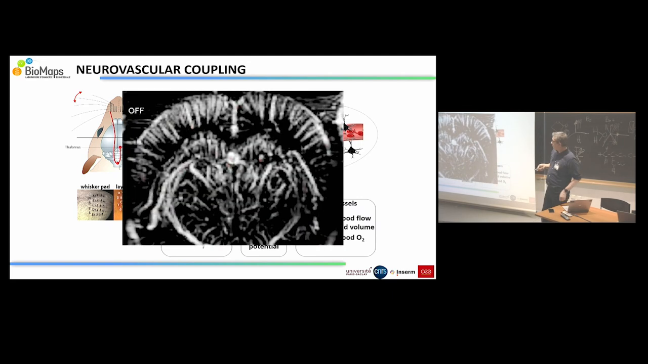And here, it's a movie. You have one image per second, and when you activate the whiskers, if you calculate correlation between all images, you see an increase of the red blood flow locally on the side where the neurons are activated, and you see also the relay into the thalamus here during activation.